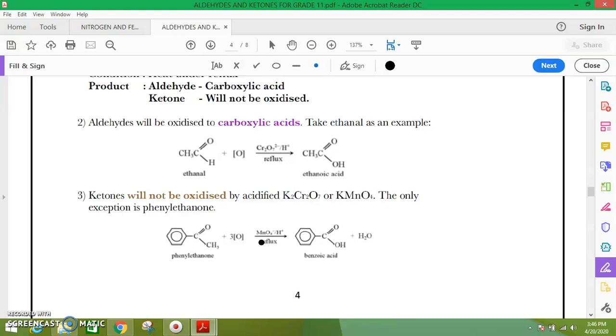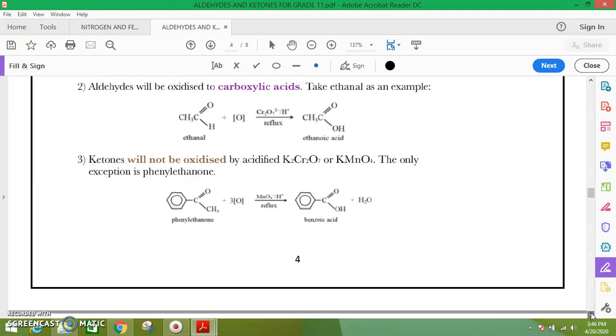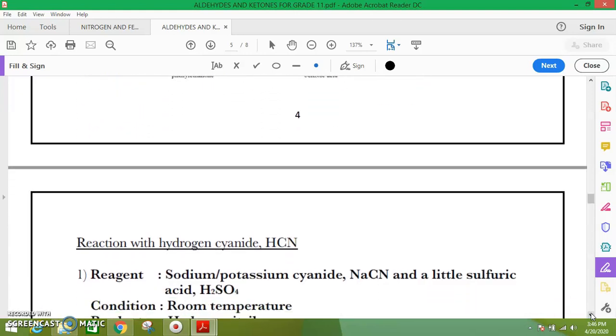Why? There is a reason why ketone will not oxidize further, because there is no hydrogen attached to this carbonyl carbon. That's why we cannot oxidize, or you can see it's very difficult to break a carbon-carbon bond with a normal oxidizing reagent.